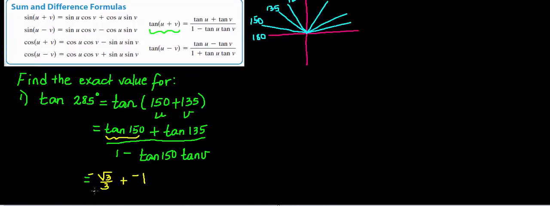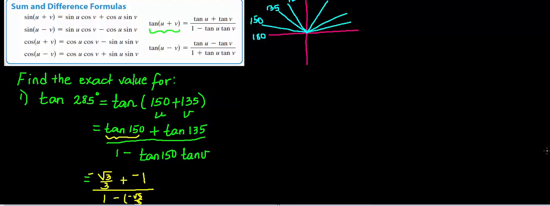Everything divided by 1 minus the tangent of 150, which we already wrote here, which is negative square root of 3 over 3. And I wrote it in parentheses so that I don't confuse that minus sign with the negative I just added, times the tangent of v. So that means times, I wrote v here, I'm sorry, I should have written 135. I'm sorry about that. Tangent of 135, which we already know is equal to negative 1.